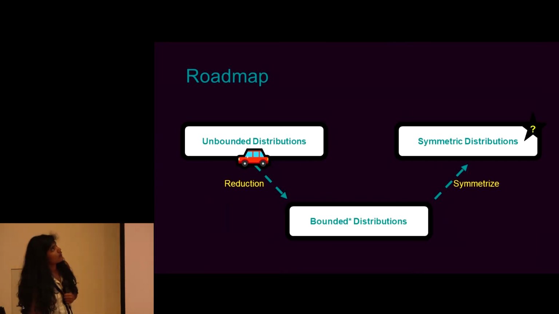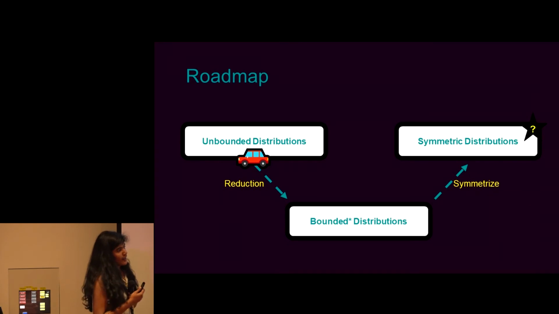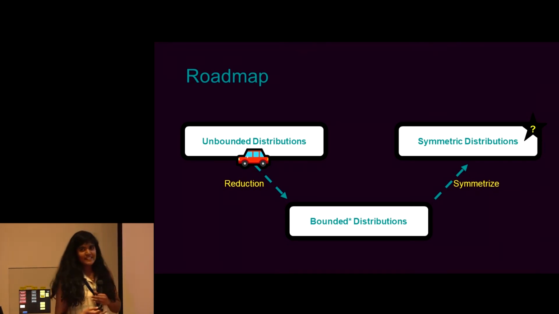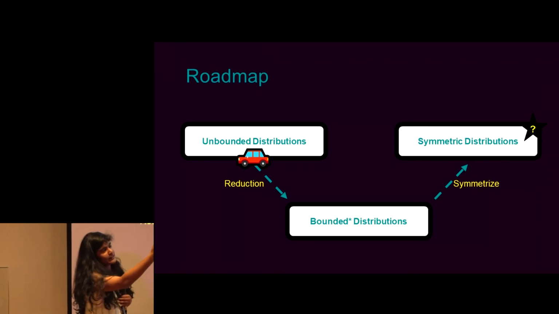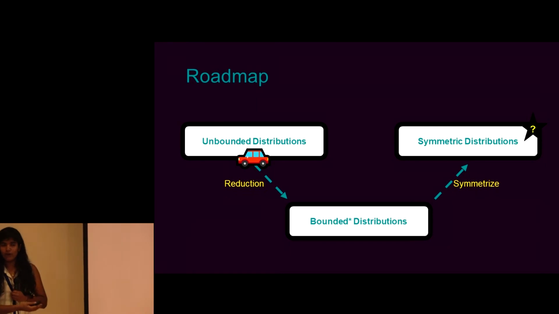Cool. Okay, now that we got to bounded, almost bounded distributions, as Noam said, even this is tricky. Why do I have to go to something called symmetric distributions, and what is even that? Why can't I just solve for bounded distributions?